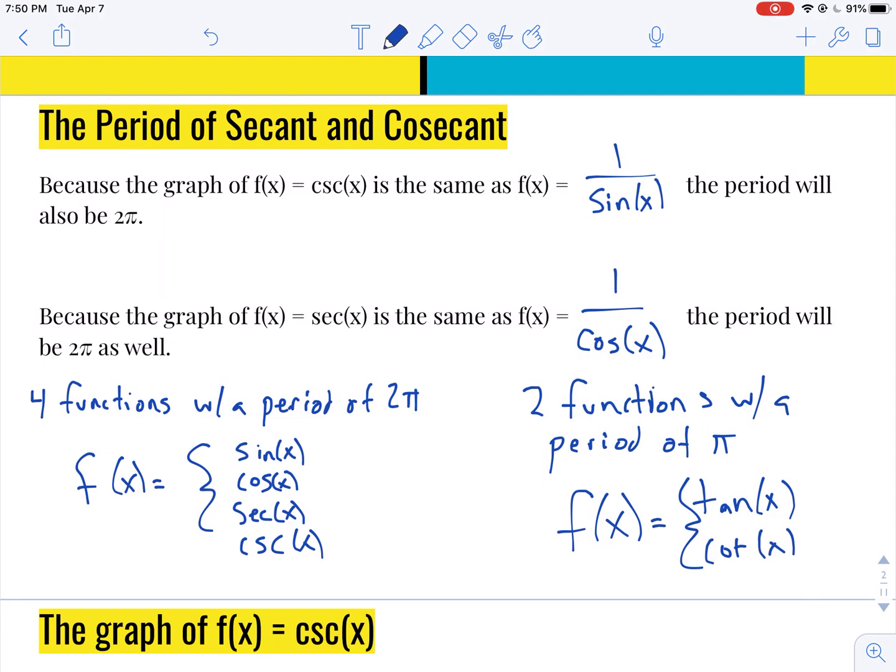So it's important that we make sure that there are 2 functions in which these periods shift. We look at so many that have a period of 2 pi, it often trips students up to think about the fact that 2 of your functions actually only have a period of pi. So it's something that you want to keep in mind when you're doing these graphs.